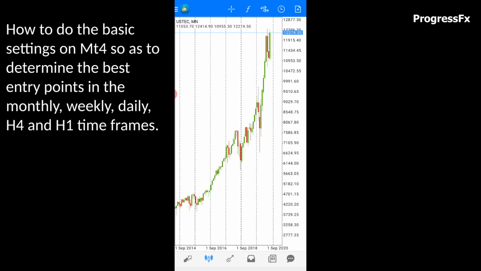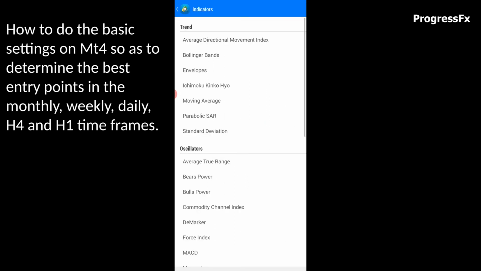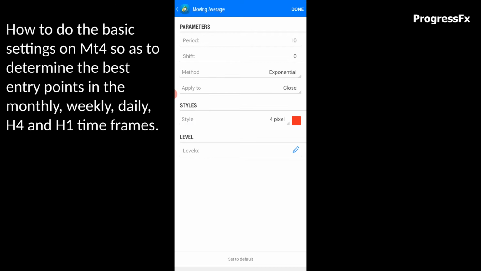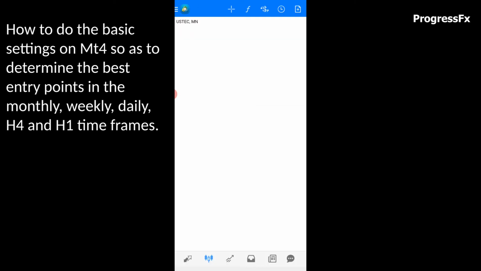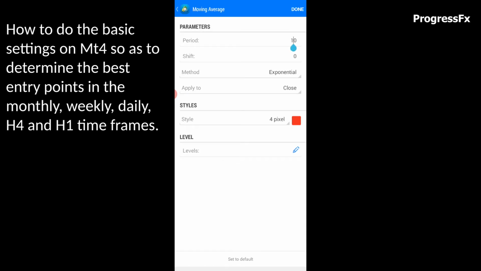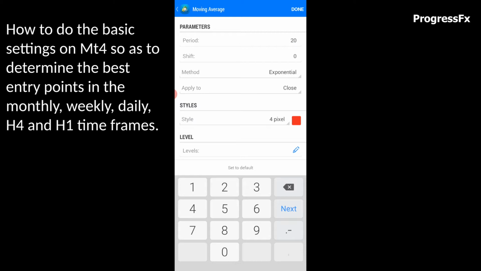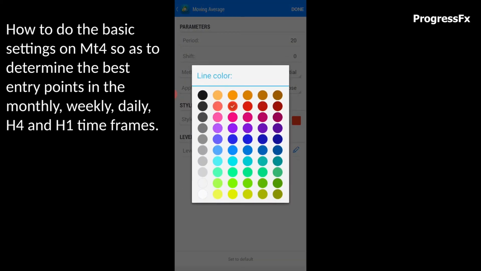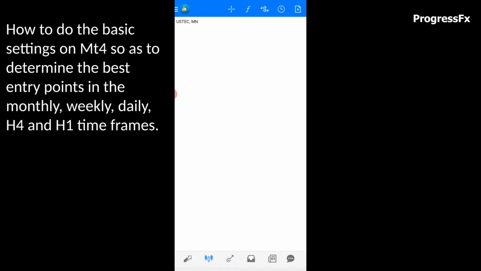Now let's go to the F key and add moving average. The first moving average should be 10 moving average. You set the period to 10, method to exponential, and apply to close. Then you choose the color of your choice. Then the second one, I want to be fast about it in order to make the video very short, but it's very informative. You have to be very patient and watch it to the end.